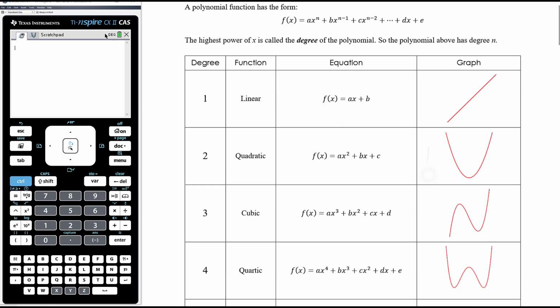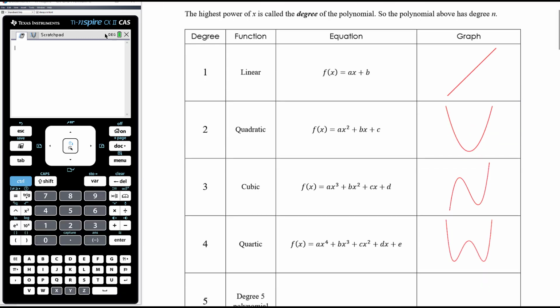Then we have a degree 2 polynomial, which we're also familiar with. It's a quadratic function. The highest power of x is 2. That's what makes it degree 2. And all quadratics form a shape called a parabola. Again, they might be reflected, but every single quadratic is going to be a parabola.